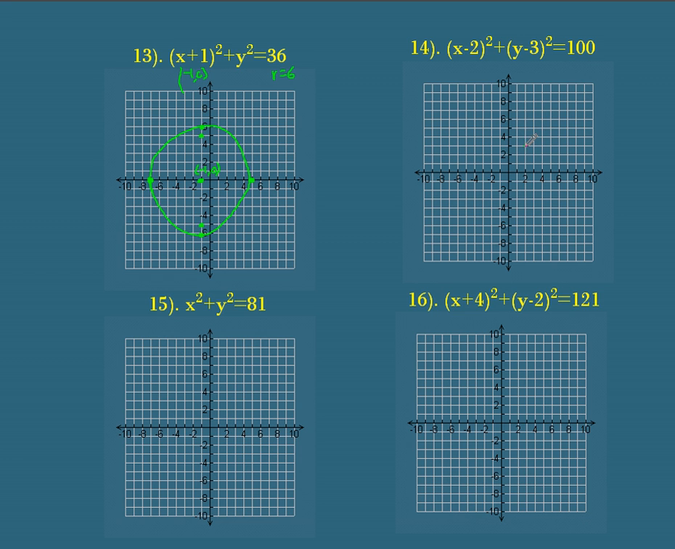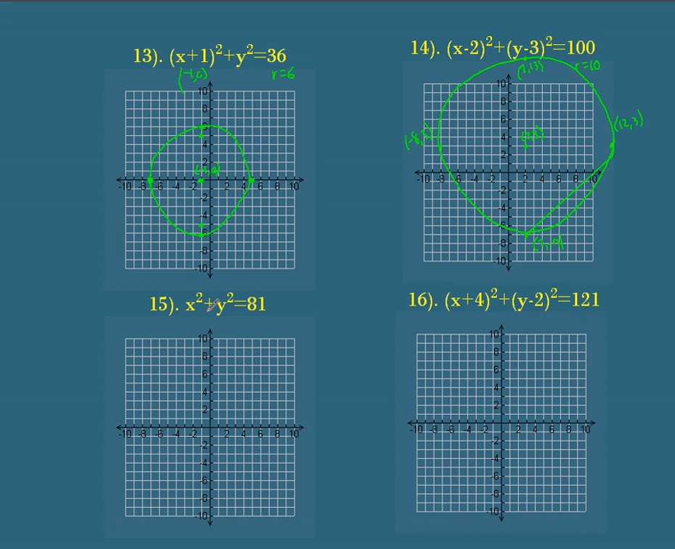Alright, number 14. Center is going to be at 2, comma 3. And the radius will be the square root of 100, which is 10. So I'll go over to 12, comma 3. It would go left to negative 8, comma 3. It would go up to 2, comma 13 up here, and it will go down to 2, comma negative 7. So this will be a much bigger circle, and it will look something like that.